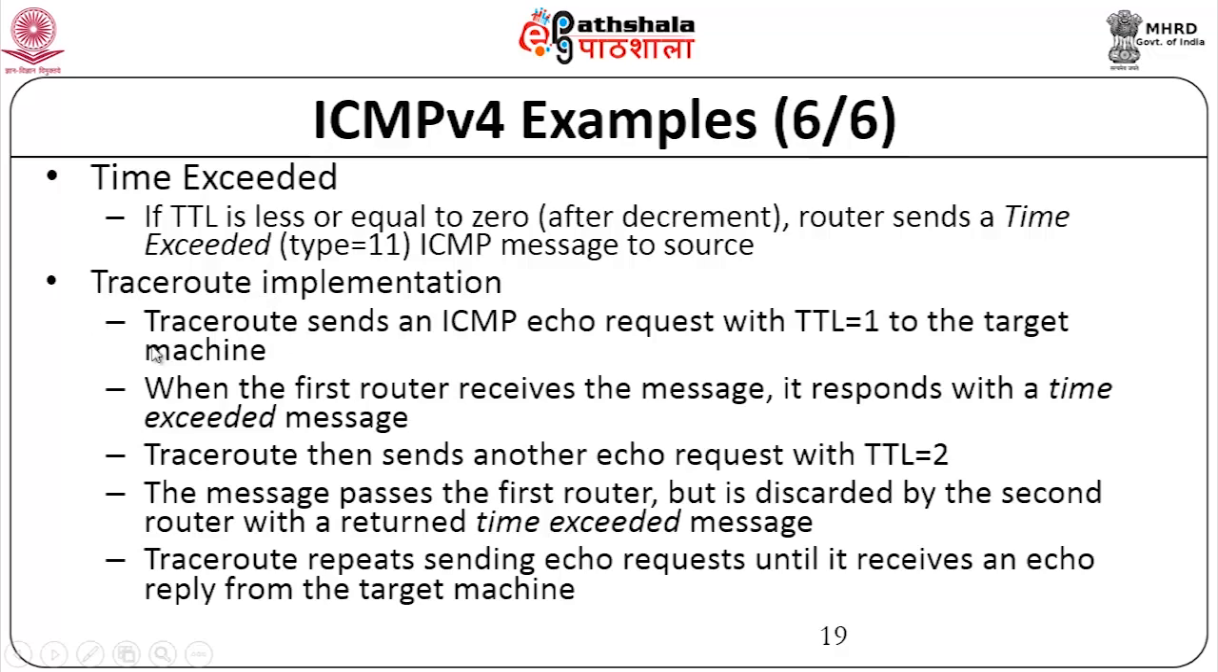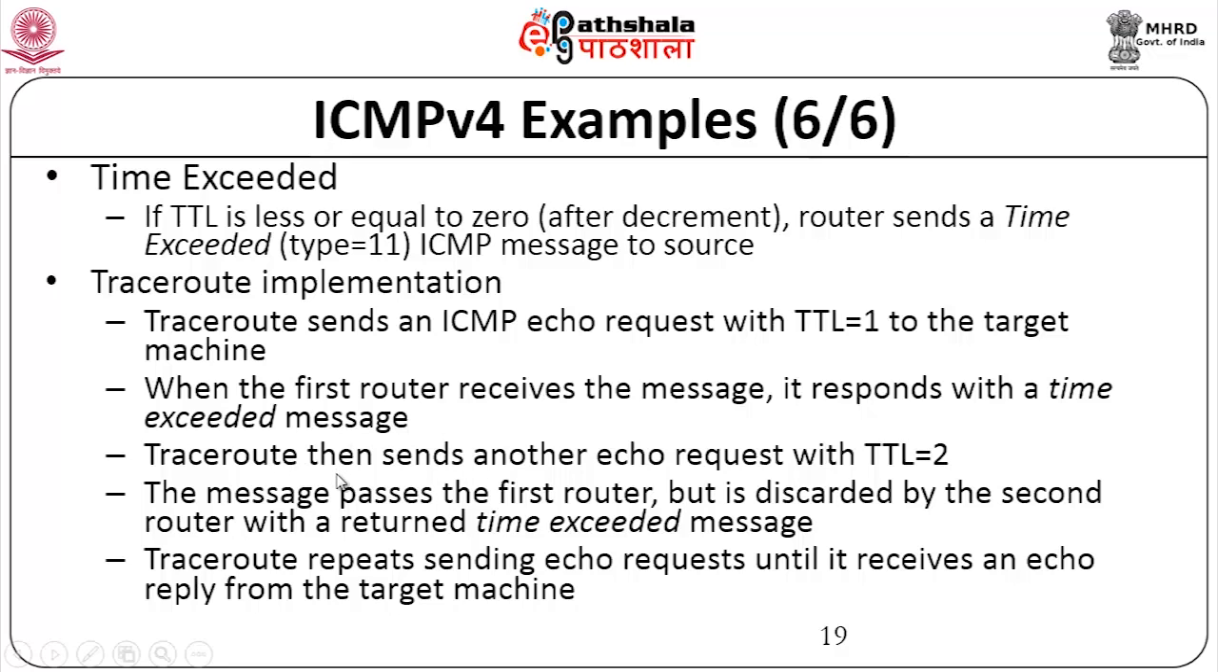What we do here is send an ICMP echo request message with the TTL value equal to 1. What will happen in that case? At the very first router, when it receives the message, the TTL will be decremented to 0. So immediately it will respond with a time exceeded message. When this time exceeded message is sent, I know which router it has come from. So I have got the address of the first router.